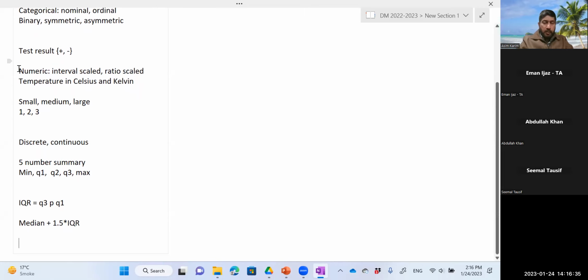Okay, the 5-number summary can be represented as a box plot. Box plot is a visualization.